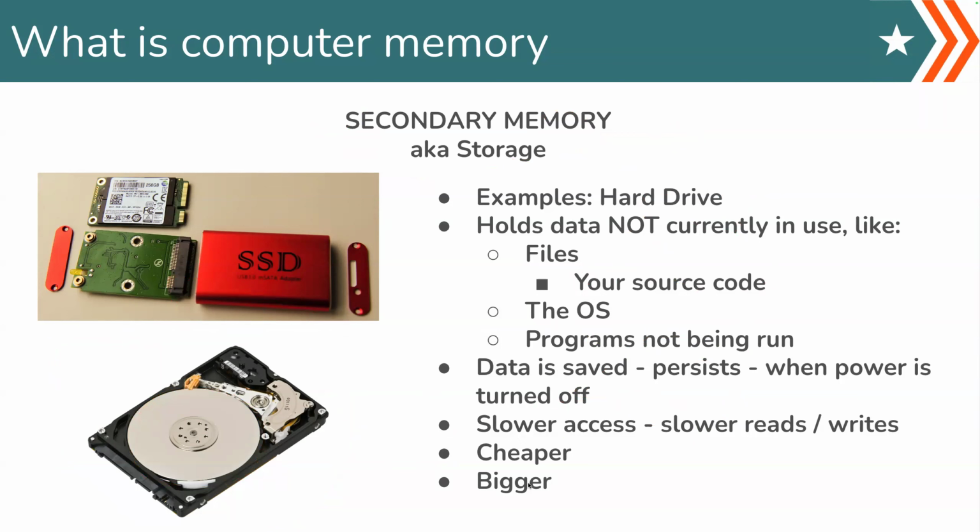But secondary memory is also a lot cheaper and it's bigger, right? And cheaper is the reason why we don't just see tons of RAM or massive CPU caches. One of the reasons.